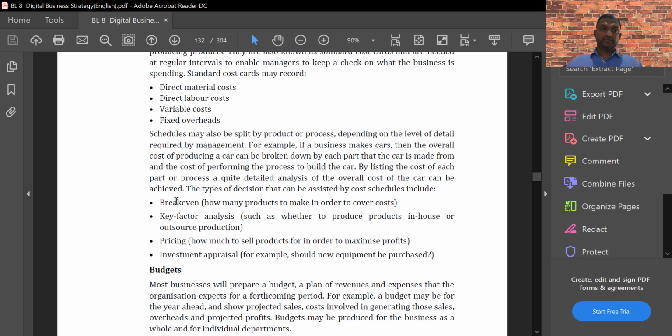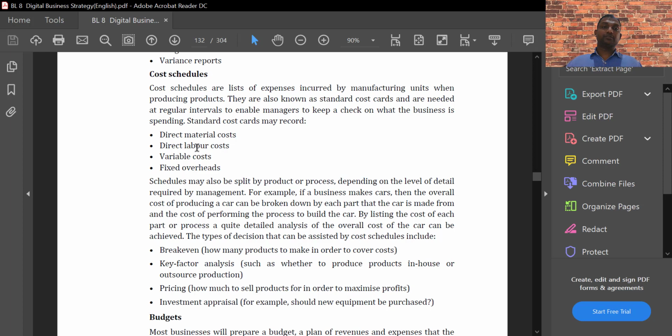So the 4 decisions mentioned here are the break-even decision, how many products to make in order to cover the cost; key factor analysis decisions, such as whether to produce products in-house or outsource them; pricing decisions, how much to sell the products for in order to maximize profits; and investment appraisals, whether new equipment should be purchased or to use old equipment, or things like that. So these decisions will be supported with cost schedules.